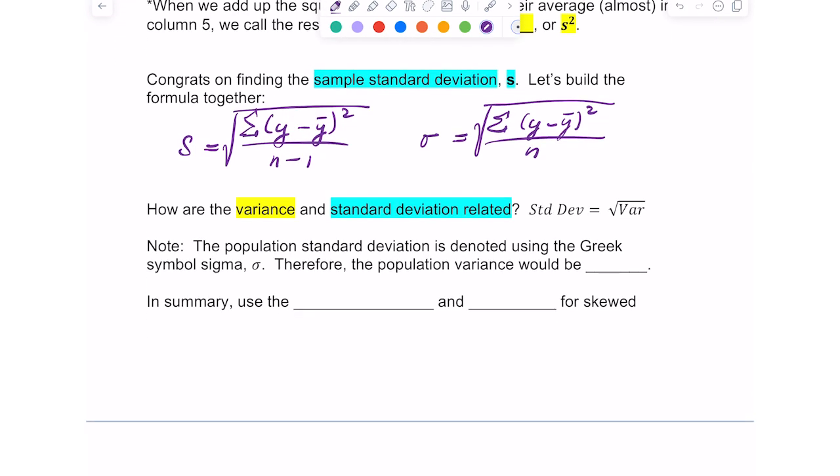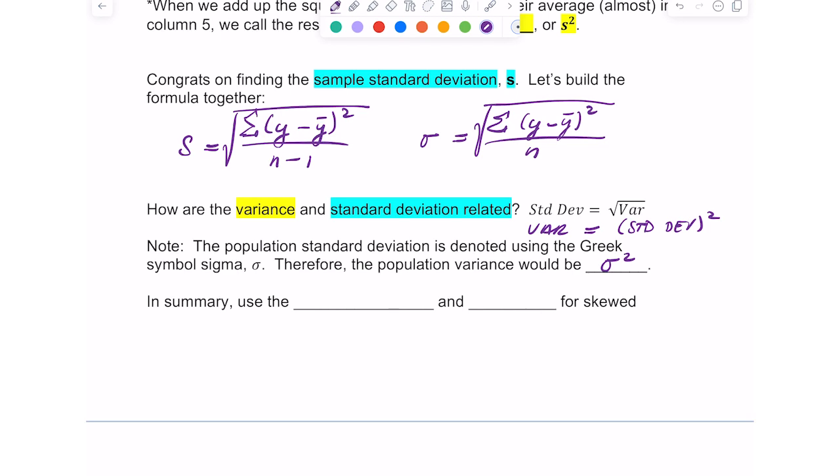And as we said, the variance is actually the standard deviation squared. So the standard deviation is the square root of the variance. Another way you can look at it is the variance is just equal to whatever the standard deviation is squared. So for populations, remember we use Greek symbols. We denote it using the Greek symbol sigma. That's your population standard deviation. So the population variance would be sigma squared.